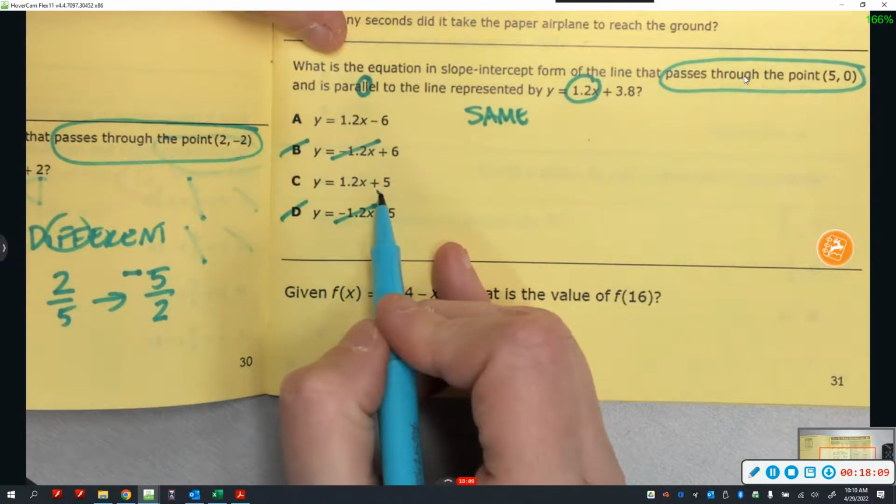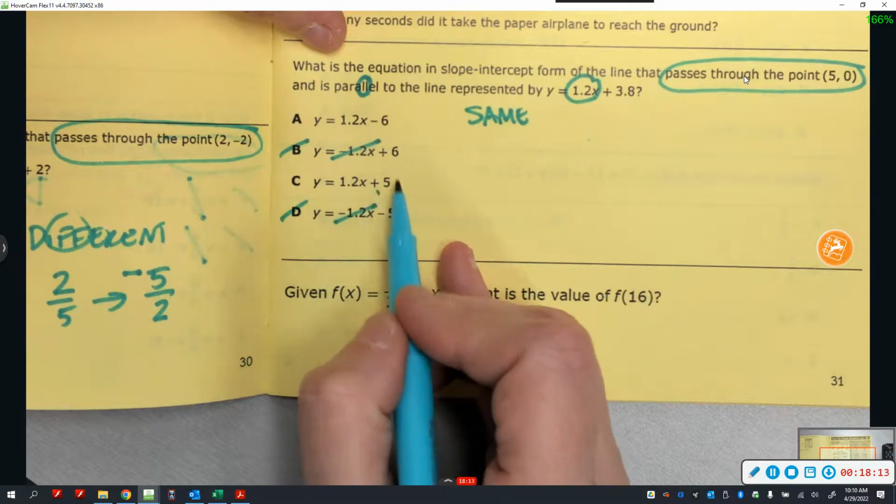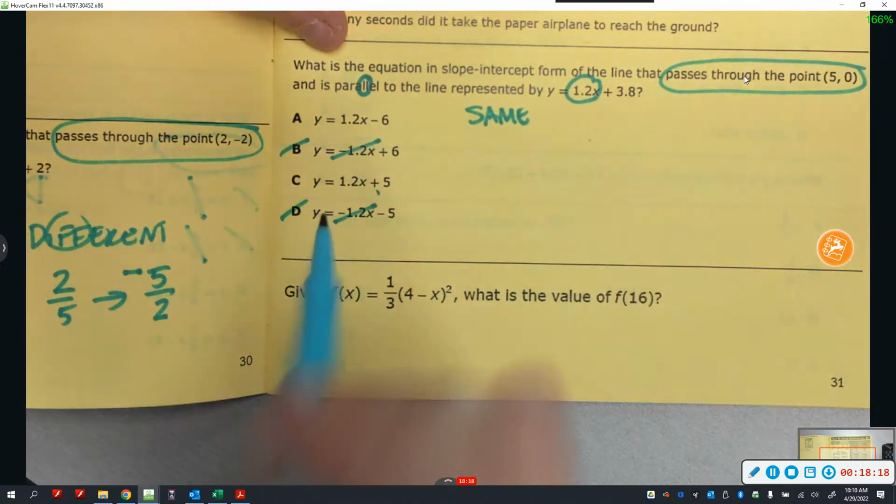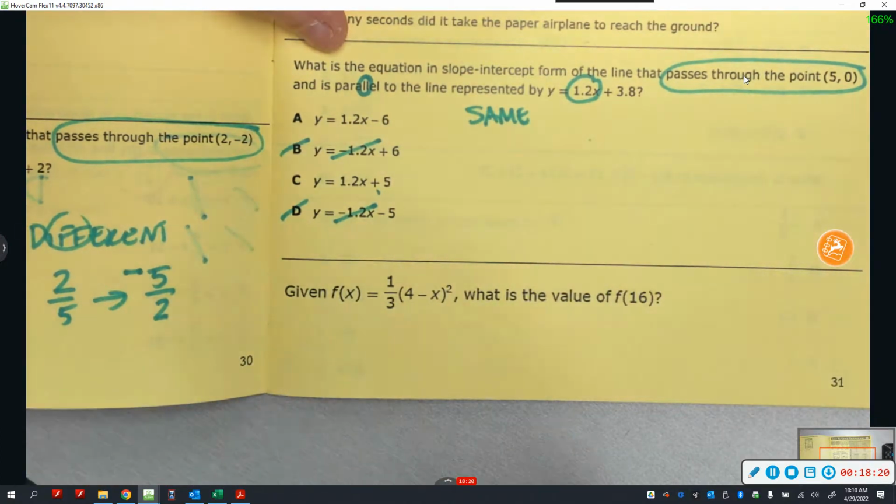Don't let this trick you. Just because it has a 5 in it doesn't mean it goes through 5, 0. That means it goes through 0, 5. It might still go through 5, 0. Spoiler, it doesn't. But you've got to check it. Okay? So that's kind of all.